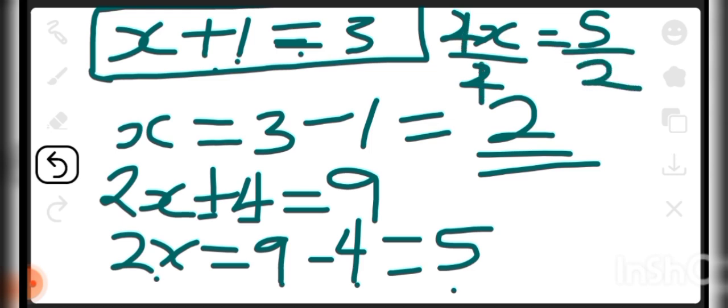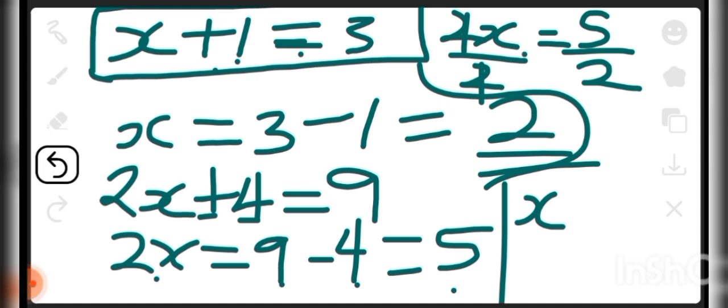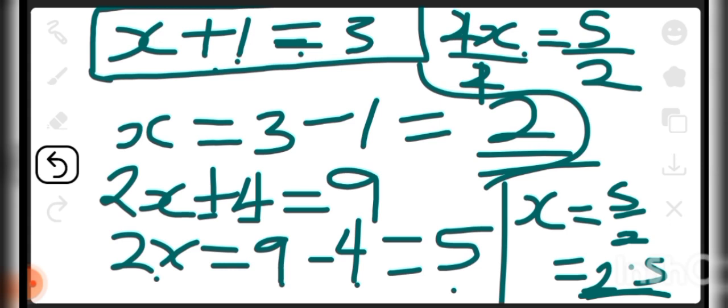Let me just write this here. Our x, which is left, will now be equal to 5 over 2, or 2.5, or 2 and 1 over 2. So our x will be equal to that. Let's look at some other examples.